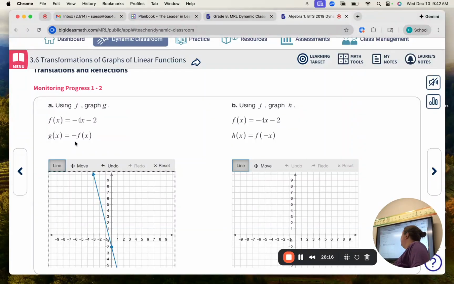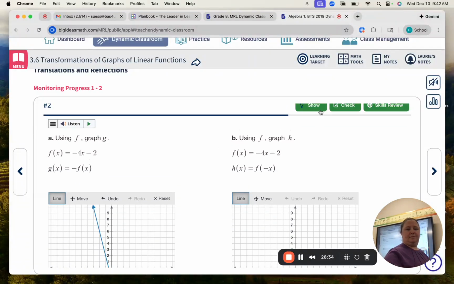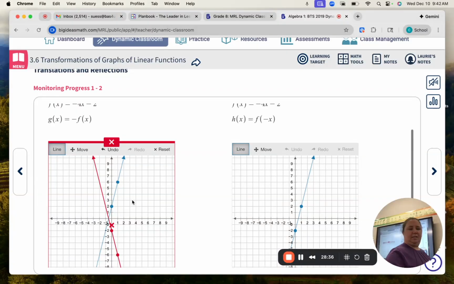Now we're going to do a reflection. Is it across the y line or the x line? It's on the y line. It's outside the parentheses, so we're reflecting across the y. So if my y-intercept's at -2 and I reflect it, it's going to go to +2.